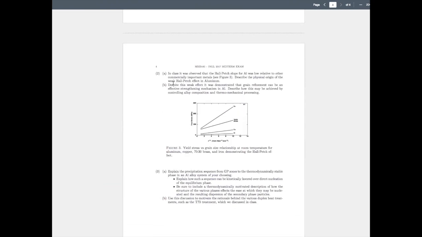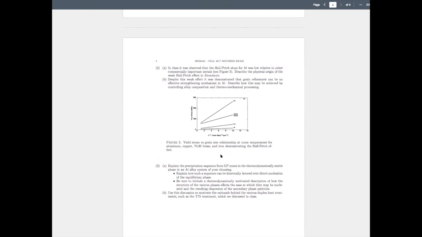The second question is looking at Hall-Petch. Why is Hall-Petch low in aluminum and high in iron? I guarantee you're going to have something that relates to the high stacking fault energy in aluminum, and its relation to strength, and strengthening in some way, shape, or form. That's a guarantee. You're going to see that on the exam.